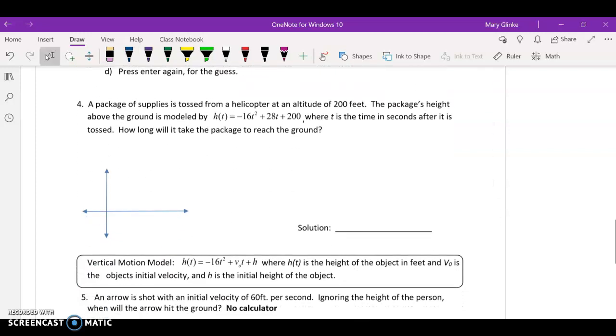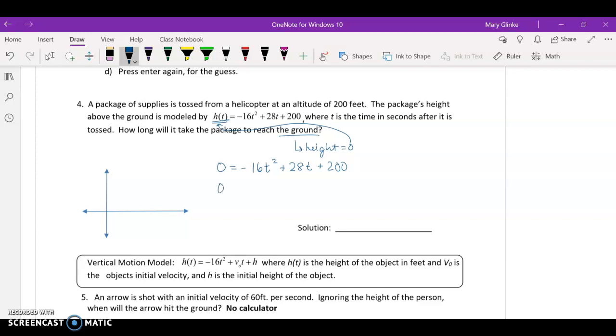An example of that is this problem right here. So we have something tossed from a helicopter at an altitude of 200 feet, and you can see this equation here representing that. T is our time. We want to know how long it will take the package to reach the ground. So if you imagine something on the ground, that means your height is going to be 0. So if we plug in our height to be 0, we get 0 equals -16t squared plus 28t plus 200.